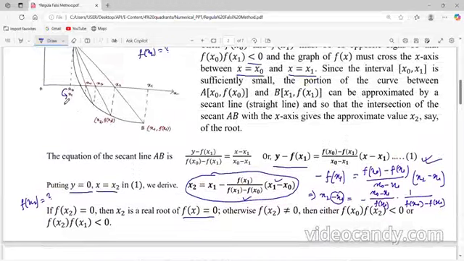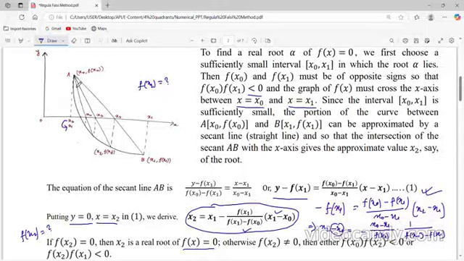For the x1 point we have a positive value, and for x2 we have a negative value. So the root lies between them, since f of x1 into f of x2 must be less than 0. We name the point in this interval x3. X3 is the approximation.